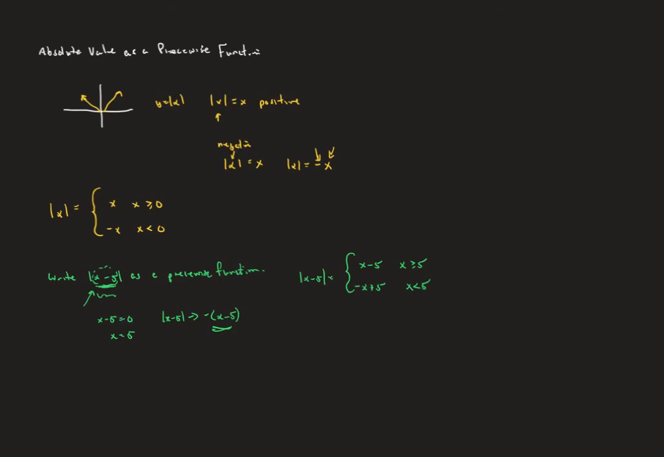Okay, let's do another example that's a little complicated. Let's write the absolute value of 2x minus 5 as a piecewise function. So once again, what we're going to do is find out where the boundary is. Where does this change from positive to negative? And that's going to be at 5/2.